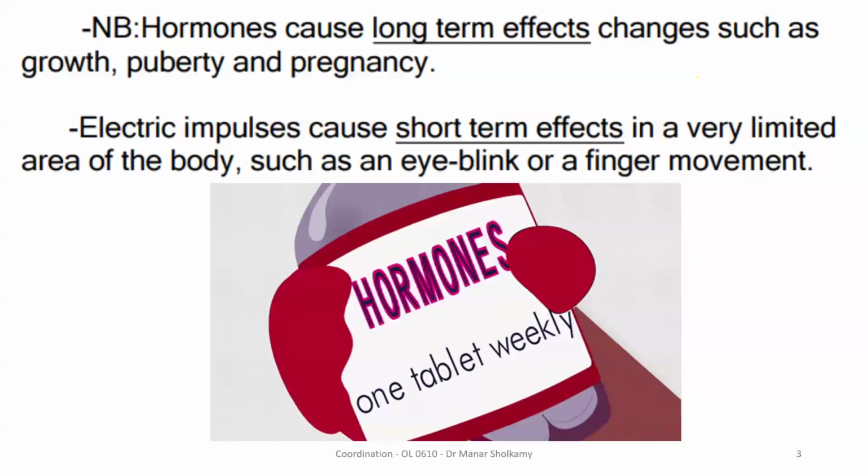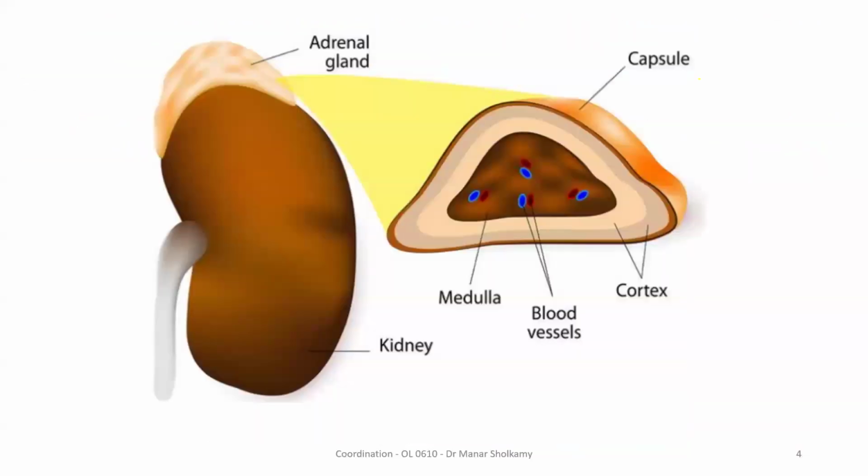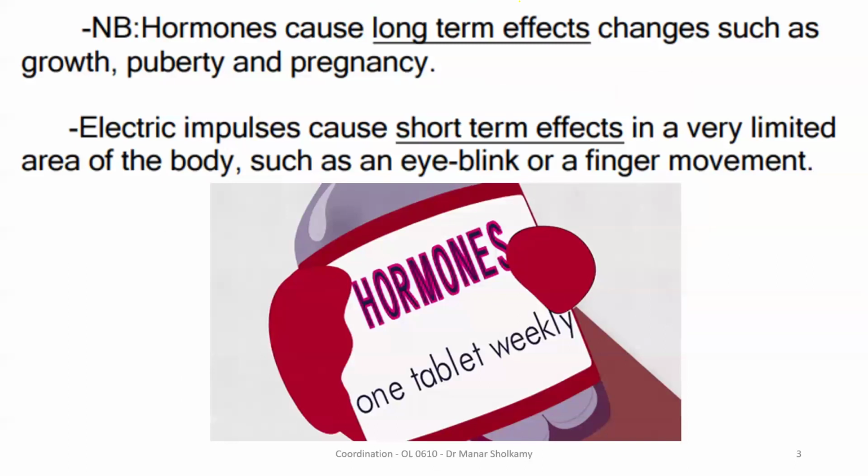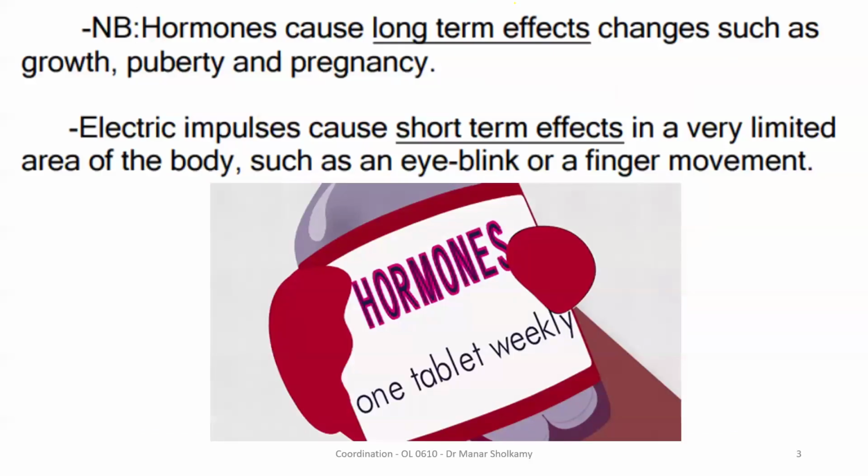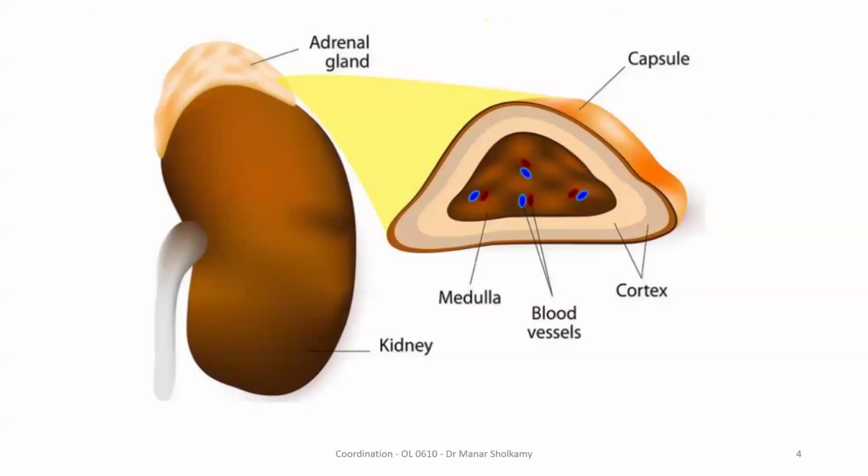This is the comparison, and you have a nice table here that will compare between the nervous and the endocrine system. Okay, now, the hormones that have a long-term effect are the hormones produced by the endocrine system, and the short-term effects are the nervous system.